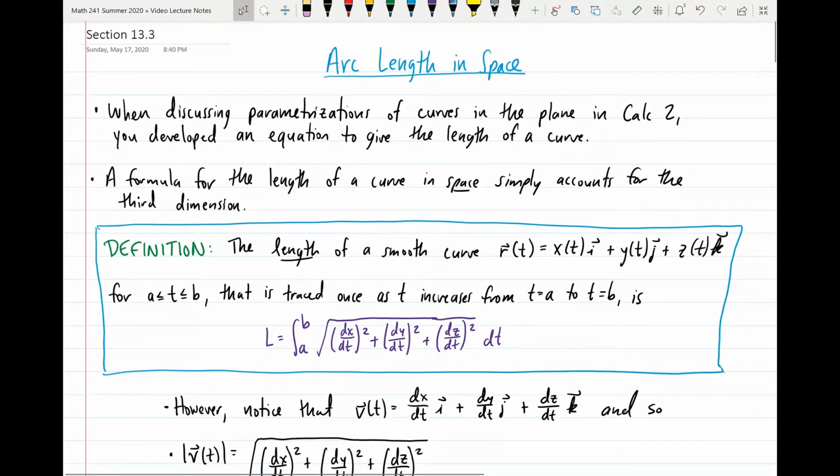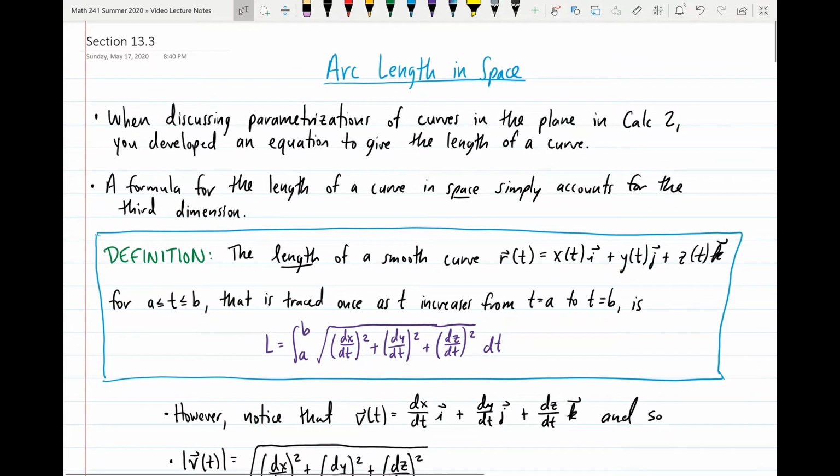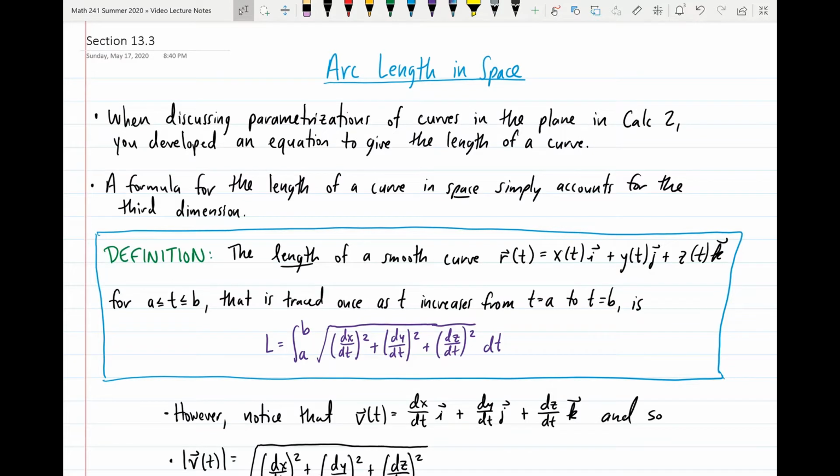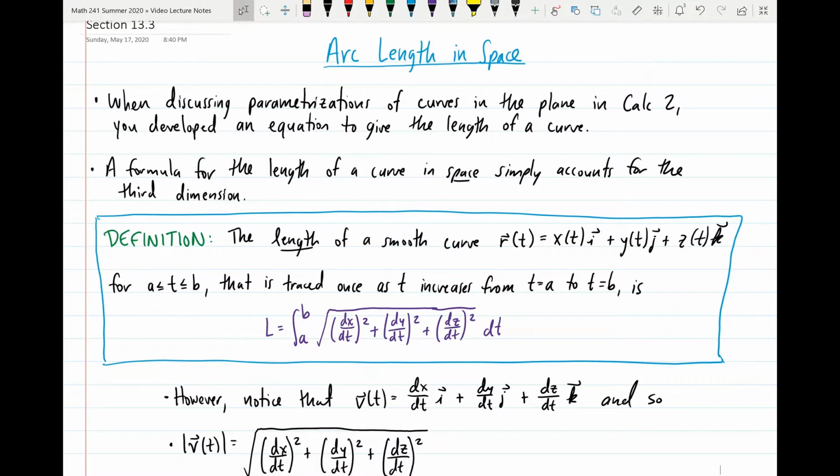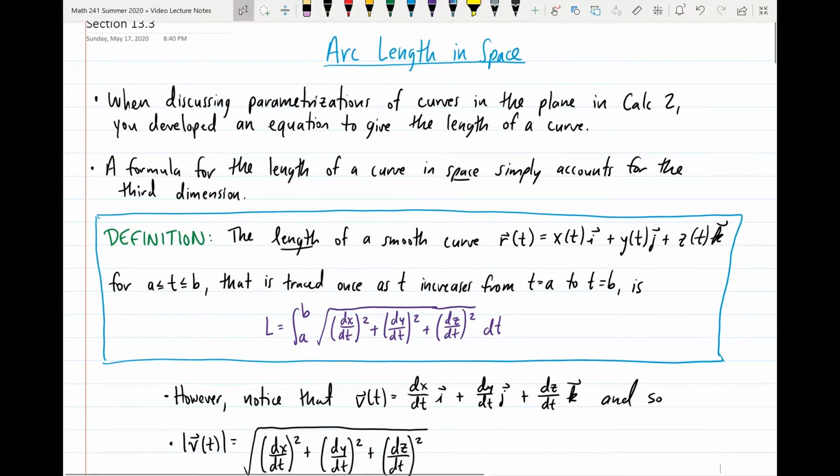So in this video we will cover section 13.3, the second to last section for chapter 13, and it will be on arc length in space. So remember back in Calc 2, probably towards the end of Calc 2, when you gave parameterizations of curves in the plane, you developed a formula that would give you the arc length of a curve.